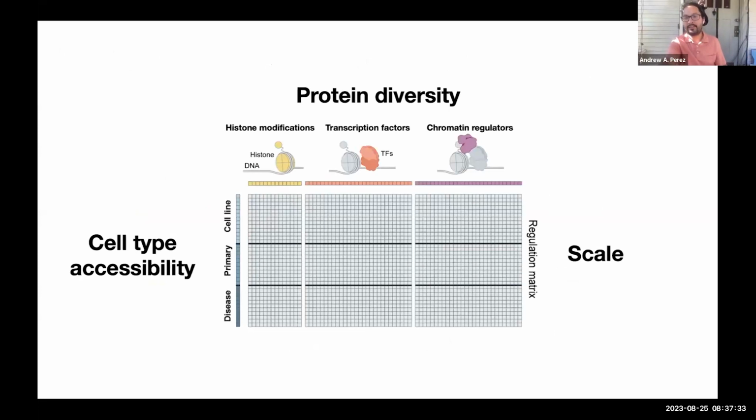So now we have this assay, we're going to ask ourselves 3 different questions. Can we do this at scale? Can we do different types of proteins, histone modifications, transcription factors, chromatin remodelers? And can we look at different cell types? How accessible is this? How many cells do we need to do this experiment? So we're going to start with scale.